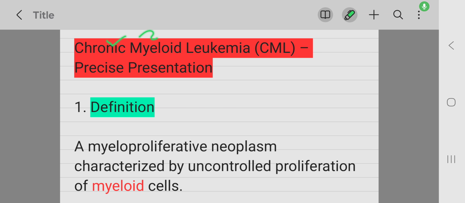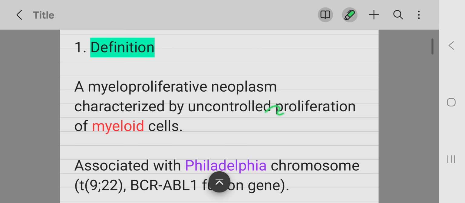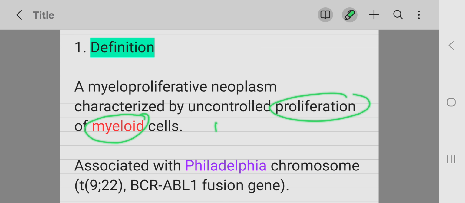In this video I will discuss chronic myeloid leukemia. As the name indicates, there is uncontrolled proliferation of the myeloid cells, for example, neutrophils, eosinophils and basophils. So these cells are increased in number.